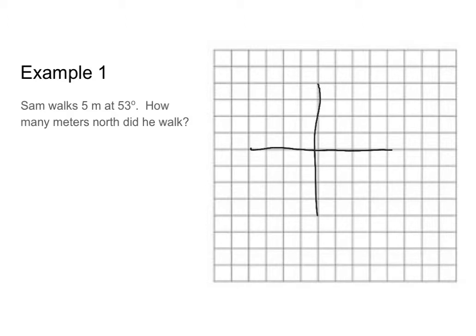Okay. And we know that Sam walked 5 meters at 53 degrees. So 53 degrees is going to be somewhere between 0 and 90. So we're going to draw Sam kind of like that, going about 5 meters this way. So here is going to be where Sam ends up. And this is obviously not drawn with a protractor and not drawn to scale, so I'm not going to just be able to count lines to figure out how far Sam went.